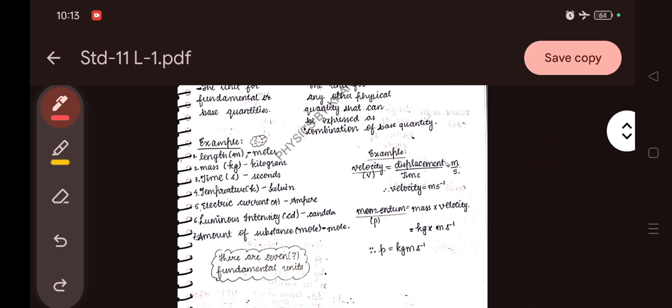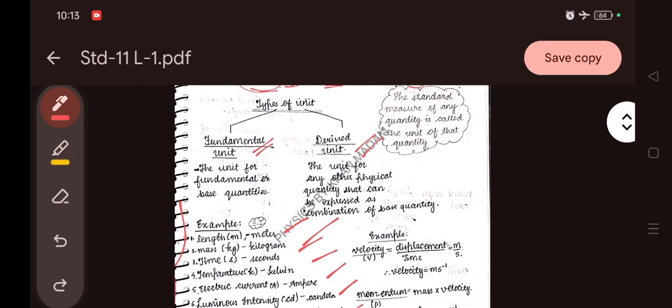It is MKS unit, and there are 7 fundamental SI units that can be used to define other quantities. So what are those 7 fundamental units? That is length, mass, time, temperature, electric current, luminous intensity, and amount of substance.